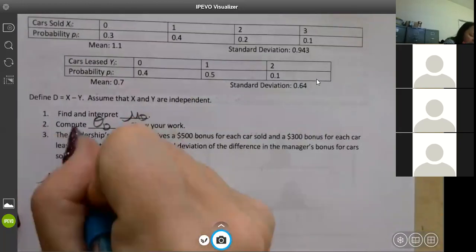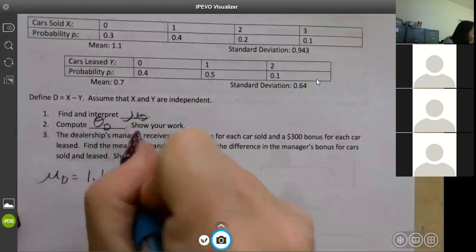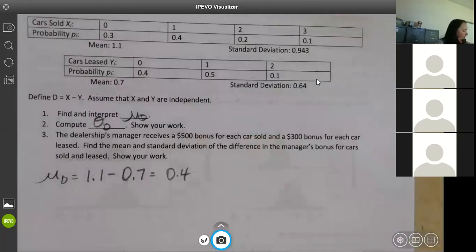So what's the mean of X minus the mean of Y? 1.1 minus 0.7, which gives us 0.4. To interpret it, over many Fridays, the dealership sells about 0.4 more cars than it leases during the first hour of business. So 0.4 more sold than leased on the given day. All right, so that's number one.